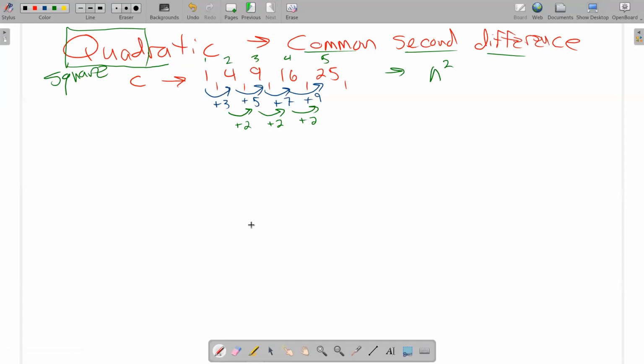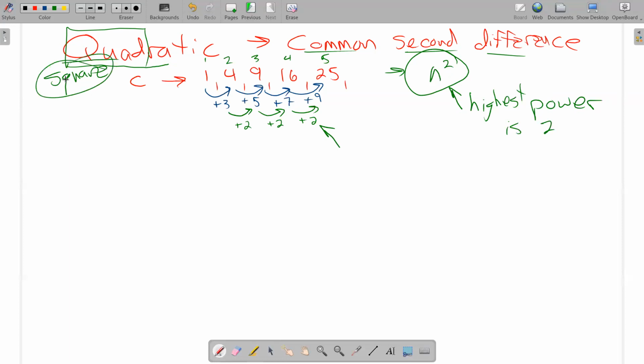Tons of other quadratic patterns out there. This is just one of them. They all have this property that the second difference will be fixed. Now, it's not always going to be 2. It could be 1. It could be 3. It could be any number out there. But if the second difference is common, that means you're going to see a square as the highest power. Power has a P, not a B. Highest power is 2. So quadratic refers to the square. The highest power is 2 in the formula.